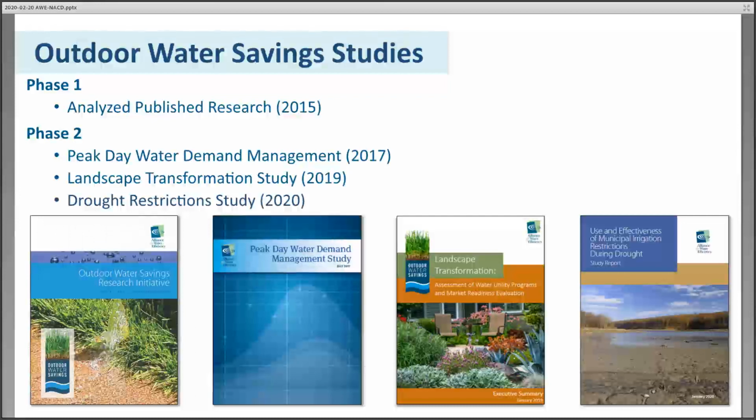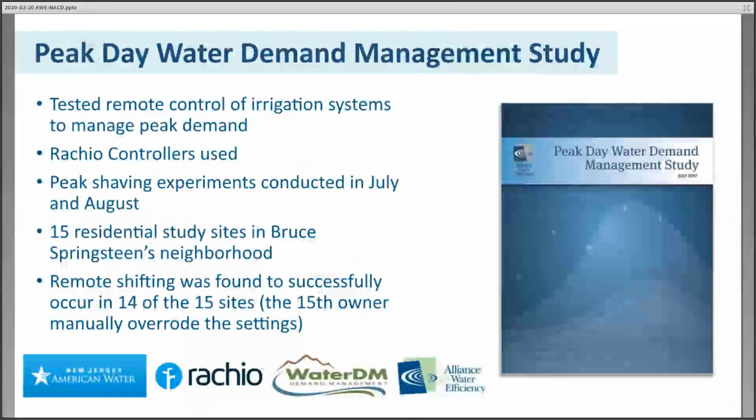And then in phase 2, we did a peak day water demand management study that we released in 2017. And then just about a year ago, on Valentine's Day 2019, we released our landscape transformation study. And that's what I'm going to talk about most today. And then just about a month ago, we launched our drought restriction study. And I will talk about that as well. So we have kind of a quartet of major studies that we undertook with some additional things that were going along with it.